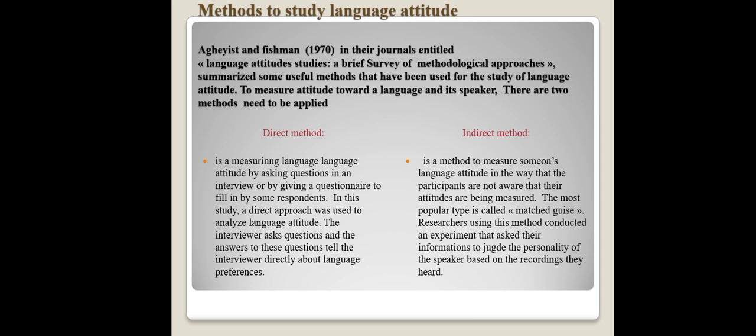The indirect method is a method to measure someone's language attitude in such a way that the participants are not aware that their attitudes are being measured. The most popular type is called the matched guise. Researchers using this method conduct an experiment that asks informants to judge the personality of the speakers based on the recording they heard.